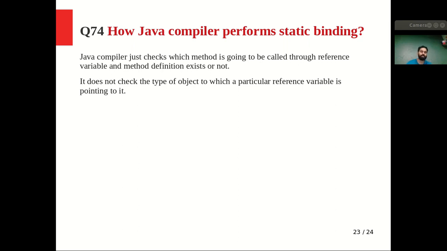This is the important point where developers get confused about static binding. You just have to keep in mind that the compiler is going to check only the reference, whether the reference is of a parent class or of a child class. It is not going to check which object is there, the object of a parent class or of a child class. Only the reference is checked by the compiler in static binding.